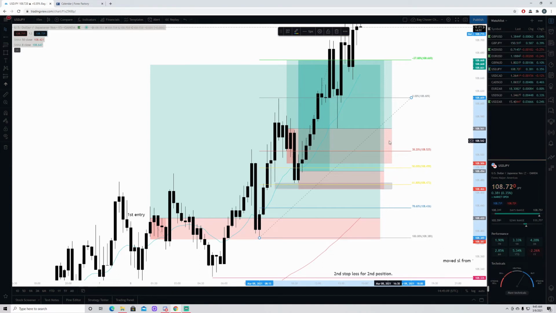Now I know what you're thinking, Bray, what about the loss? This is the loss right here. I lost 5 pips. And why did I lose 5 pips? Because I managed risk. But anyway, back to the Fibonacci.